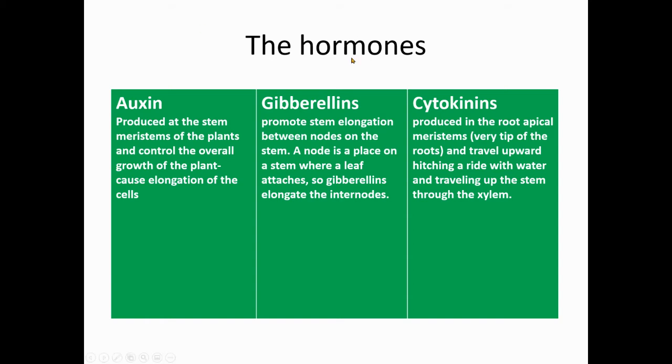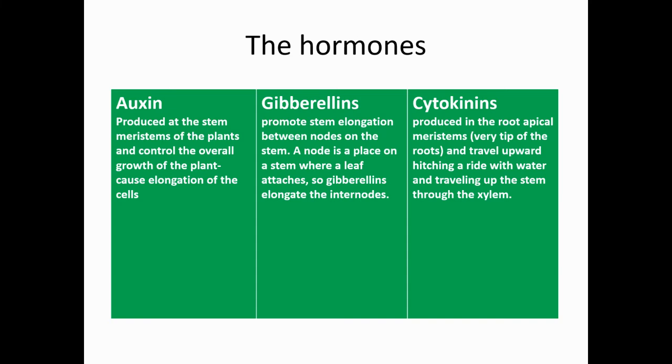So that's how plant cells get bigger. They get longer. Gibberellins promote the elongation between nodes on a plant, and a node is where the leaf comes. So it elongates the space between where a bud or a leaf or a flower node is going to be. And then cytokinins are in the root meristem, so they're down in the bottom, and they move with water going through the system.